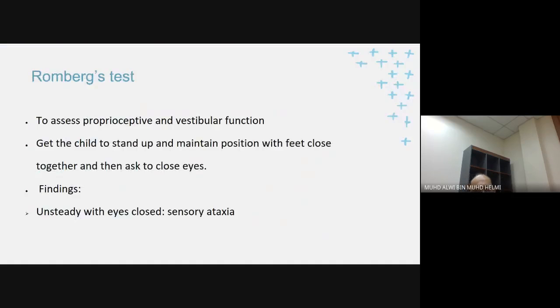The next, gait. Romberg test. Definitely, before you start your gait, do Romberg test first. Don't do gait and then lie down, examine, and then do Romberg. Don't cause trouble to the patient. Again, Romberg test. That's why you ask them to close their eyes, so that the eyes will not compensate for the defect in the cerebellum or in the proprioception.